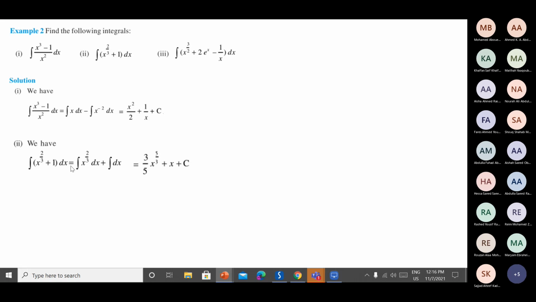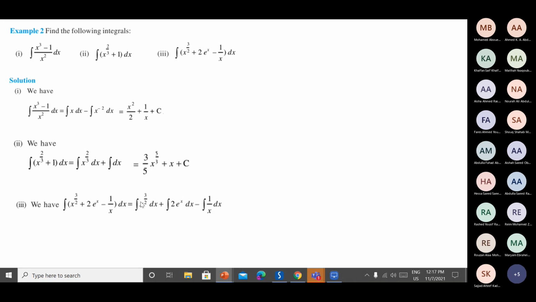For the first one, as I said, you add 1 to the 2 over 3. I have 5 over 3 and dividing by 5 over 3, so it will be 3 over 5. And I have 1, which is x to the power 0. When I'm adding 1, it will be x to the power 1 over 1, plus the constant of the integration. Let's go for the last one.